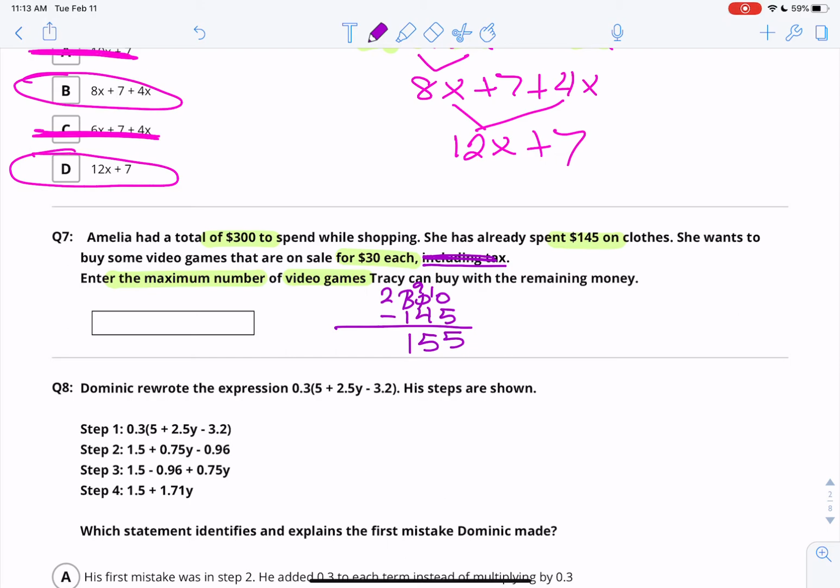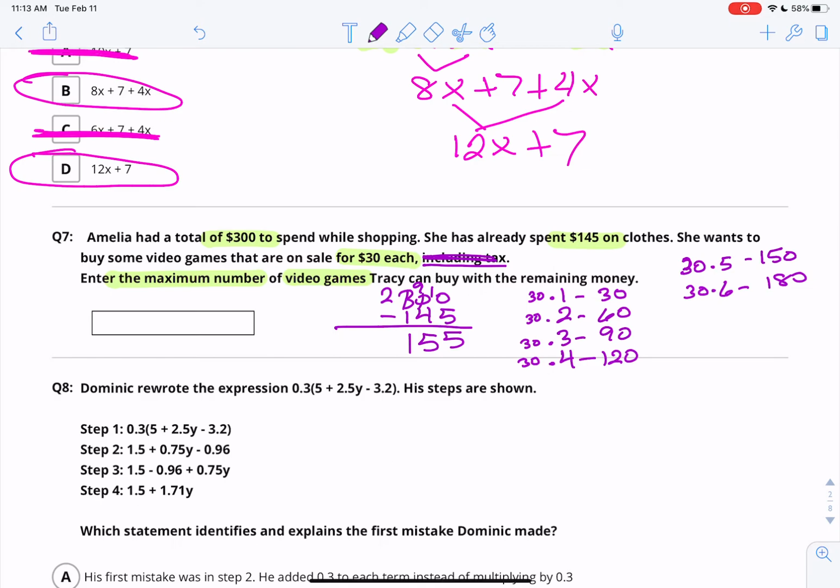Video games are $30 each. We want to know the maximum number. Well, one video game is going to be $30. So 2 would be 60. 3 video games would be 90. I'm just adding 30 each time, right? 4 video games would be 120. Right, that's 4, so these are times 30 each time. Okay, that's how I'm doing this. And I'm going to keep doing it until I max out at 155. So 30 times 5 video games would equal 150. And 30 times 6 would equal 180.